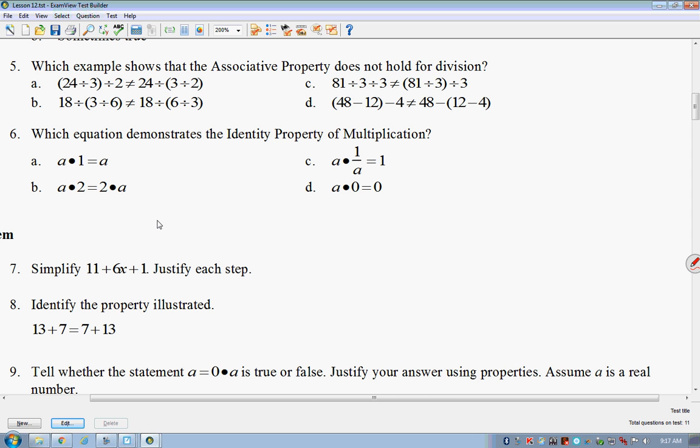All right, number 5. Which example shows the associative property does not hold for division? Let's look at A, for instance. We've got 24 divided by 3. What's 24 divided by 3? 8. What's 8 divided by 2? 4. On the other side of that, on A, we have 3 divided by 2, which is 1.5. What's 24 divided by 1.5?